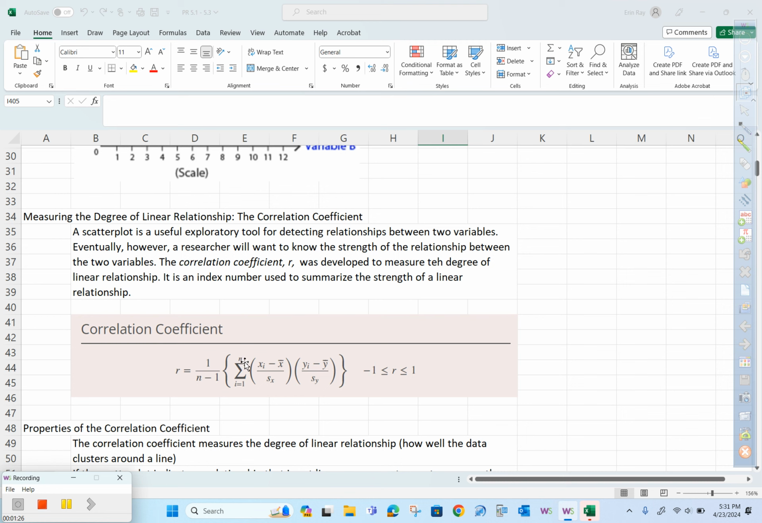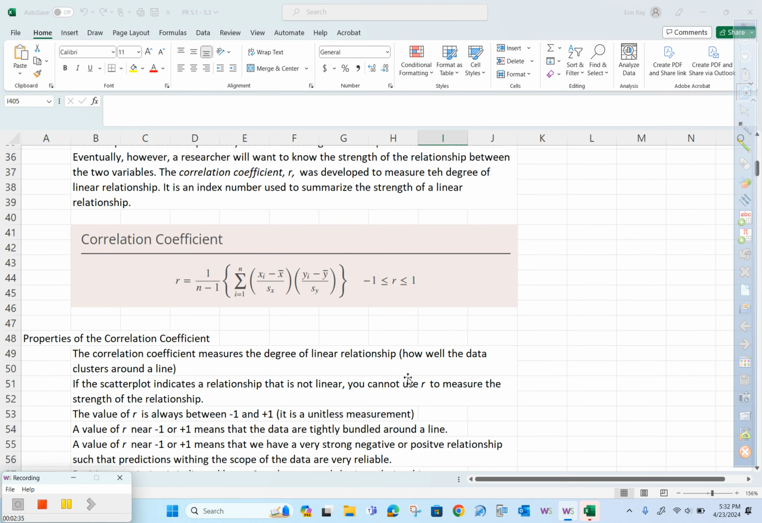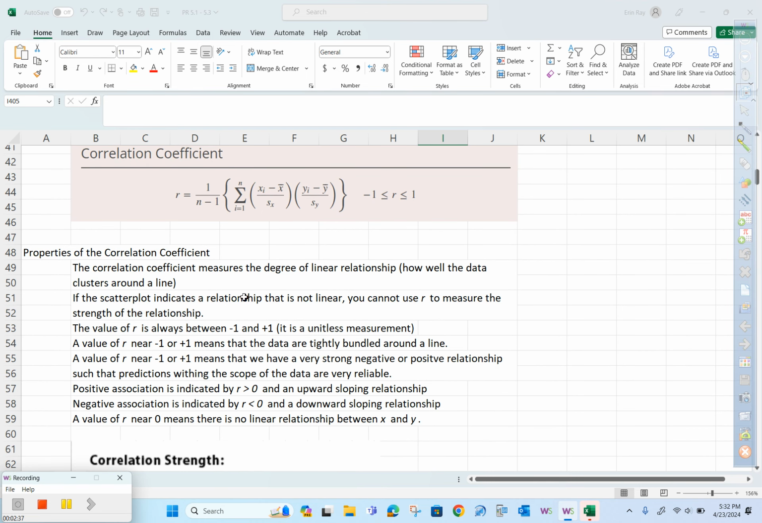Fortunately for us, Excel has a formula that will do it for us. What we're going to concentrate on more is how it looks and interpreting its meaning. So first thing is recognizing that an R value for us is only going to fall between -1 and +1, with those values meaning different types of correlation strength. So here are all the properties that deal with the correlation coefficient.